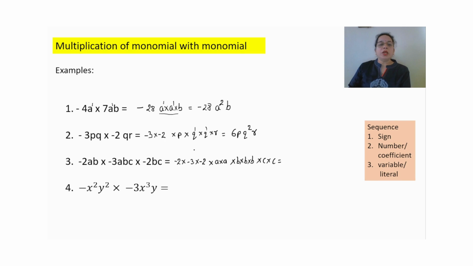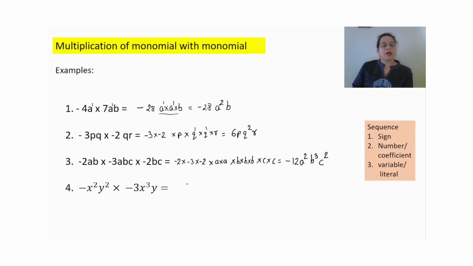So now total number of negative signs are 3, 3 is an odd number, so your answer will be negative. 2 3s are 6, 6 2s are 12, so write down the second number as 12. A, how many times a is there? 2 times, so a raised to the power 2. How many times b is there? 1, 2, 3, so b raised to the power 3. And how many times c is there? c raised to the power 2.